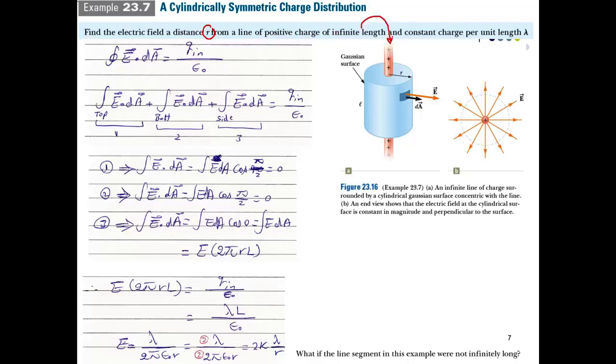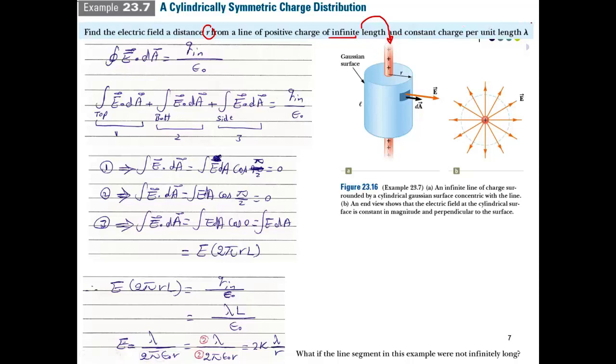This is a line of infinite length. It's very, very long. Of course, here is just a small piece shown. Infinite length and constant charge per unit length. So this brown charged object is very long and it's one dimensional.